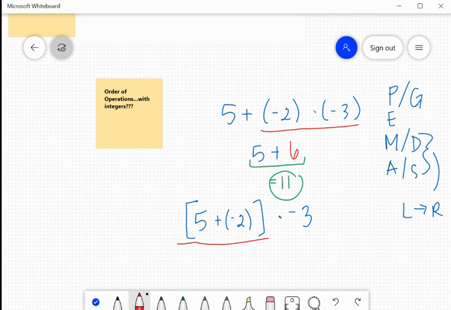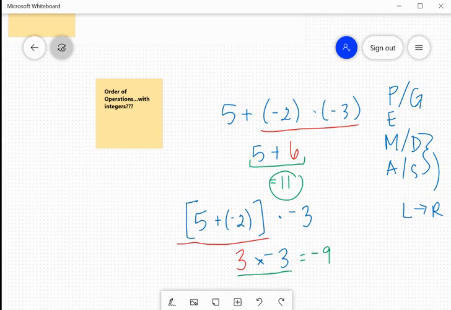This is 5 plus -2, which is going to become a +3. I'm going to now carry down what I have left. That's a multiplication sign times -3. So I have a +3 times a -3. And this gives me an answer of -9.